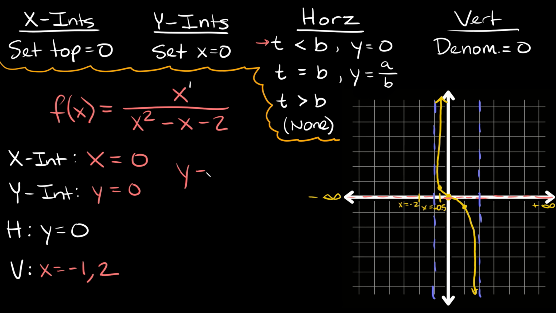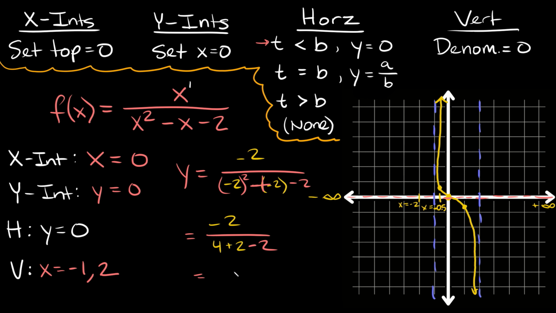So here we're going to get that y is equal to negative 2 over negative 2 squared minus negative 2 minus 2. All right, so here we get that y is equal to negative 2 over, let's see, negative 2 squared is positive 4. And then again, here we're subtracting a negative, so that's the same thing as adding, plus 2 minus 2. So here this is equal to negative 2 over 4 plus 2 minus 2 is equal to simply 4. So this is equal to negative 1/2, or in other words, negative 0.5, right? We plugged in a negative 2 and out popped a negative 0.5.